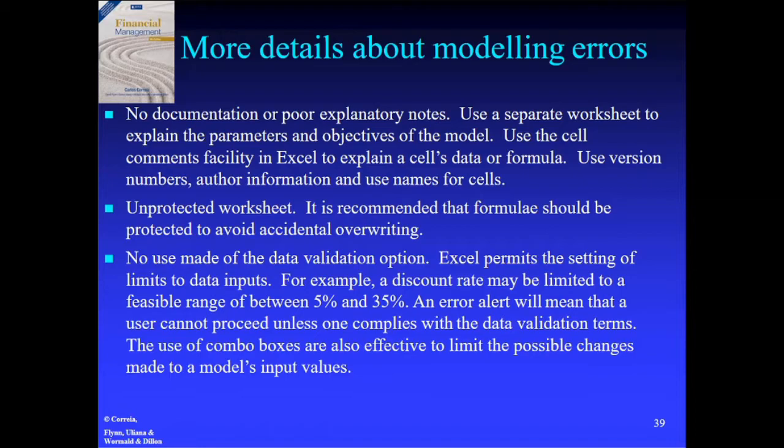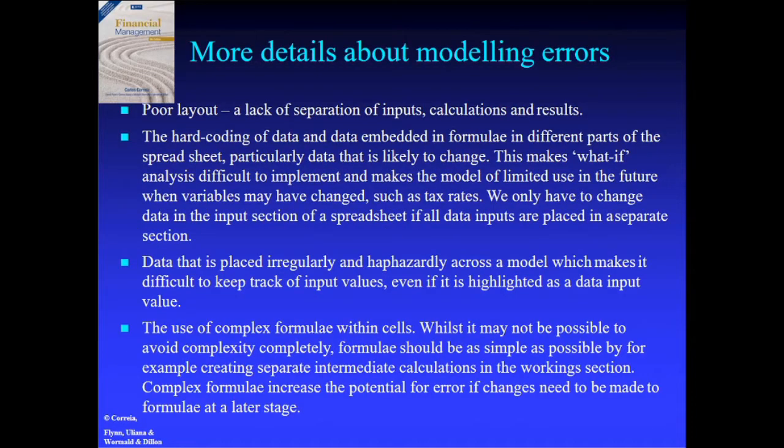We must also make sure that use is made of data validation. Another common error is that data validation is not done. Excel actually allows the parameters to be set to limit certain data inputs. For example, a discount rate may be limited to a feasibility range of between 5 and 35%. If you try to enter any percentage outside of this parameter, an error alert will be produced, and this will not enable the user to enter this input. The use of combo boxes is also effective to limit the possible changes made to a model's input values.